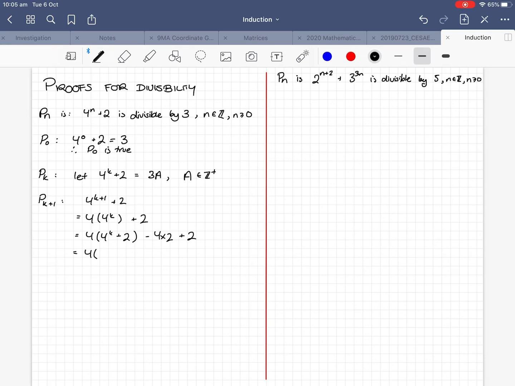Now, that 4 to the power of k plus 2, we've defined that as being 3a. So at this point, we're going to write in 3a, and we're just going to evaluate the mess that we've created off to the right-hand side of this equation. So that's minus 6. It's good practice to say we are using pk at that point. Now, what we're trying to do here is show that pk plus 1, so 4 to the power of k plus 1 plus 2, is equal to 3 times some integer. So we want to try and pull that 3 out as a common factor. We don't necessarily want the highest common factor, and in fact it's not necessary to have the highest common factor, just 3 as the common factor.